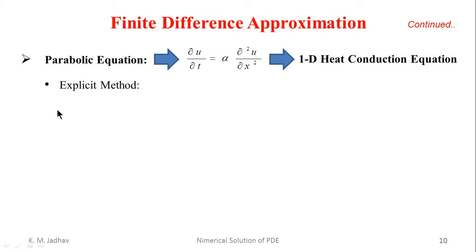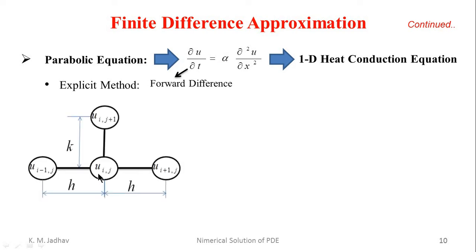There are two methods, that is explicit method and implicit method. In case of explicit method, we have to discretize time using forward difference and space using central difference. So let us consider this figure. This is the jth level and this is the j plus 1 level. We can write by using forward difference (u_i,j+1 − u_i,j)/k. So this is by using forward difference, and this is equal to alpha as it is.